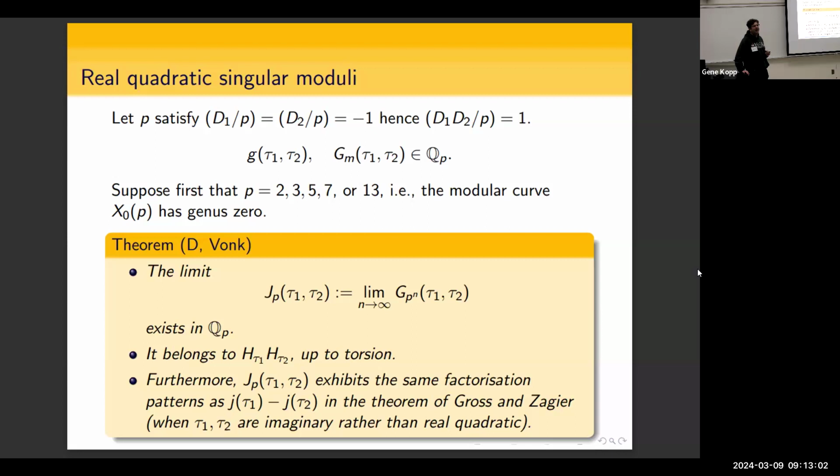So Gross and Zagier have a very influential and beautiful paper from the mid-1980s where they study the factorizations of J of tau1 minus J of tau2. They find that these quantities are divisible by all kinds of small primes, but they can give a precise recipe for what the primes that divide it are, and so on, and the norm. And all the phenomena that they observe in this case have their counterparts in the factorizations of these real quadratic singular moduli. So it really is justified to think of them in this way.